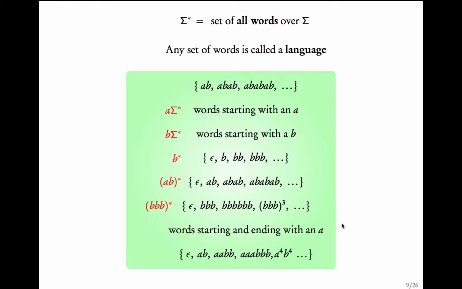What about this word starting and ending with an A? This is going to be A sigma star A. You take the set of all words, you concatenate with A on both sides, you will get a smaller set, and this smaller set will contain the words that start and end with an A.